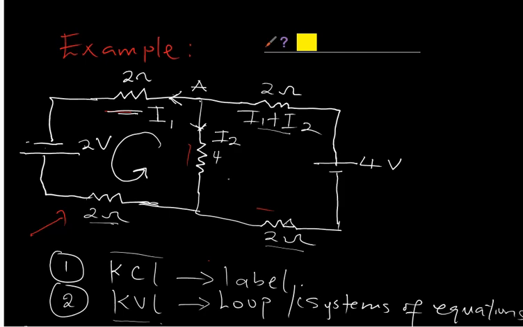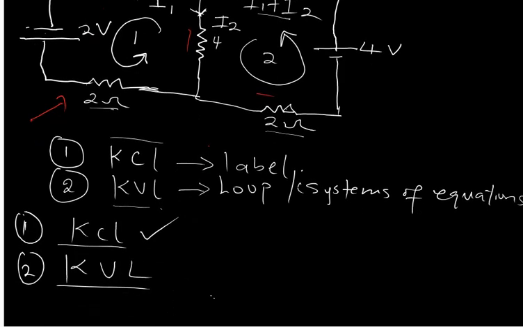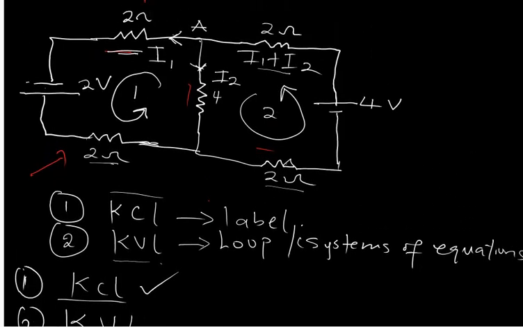Okay, so this current flows in a clockwise direction. Okay, let's start with the first loop. This one is loop 1, and this is loop 2. Now remember what KVL said.